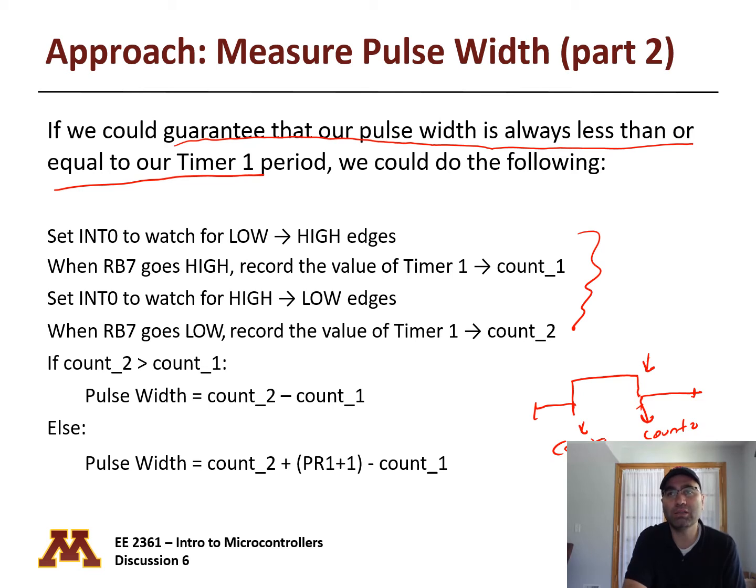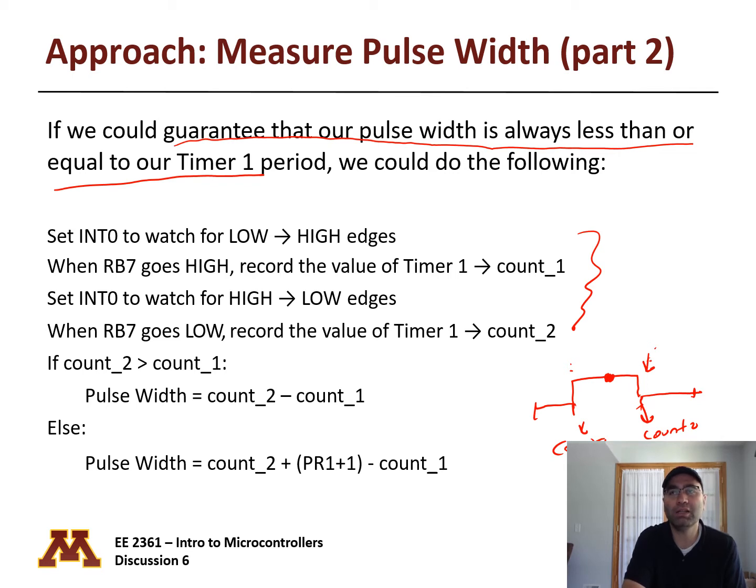In that case, if this is bigger than this one, we can easily say pulse width is count 2 minus count 1. But if this is smaller than this one, that means an overflow happened somewhere, anywhere in between this high state, right?